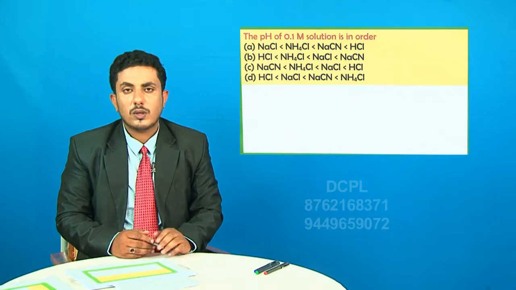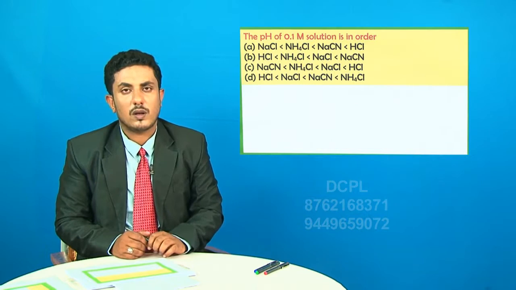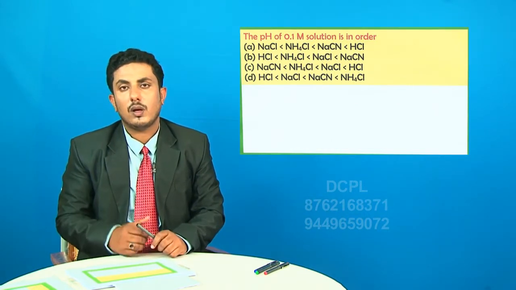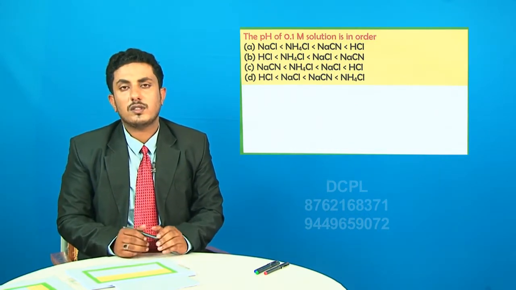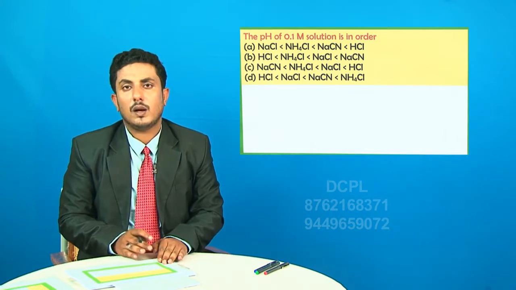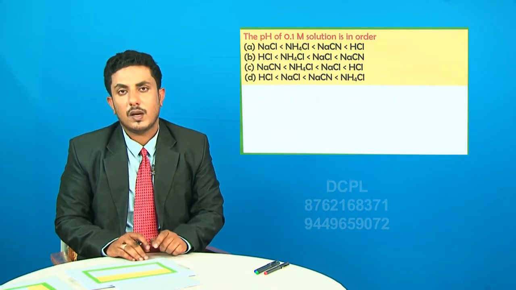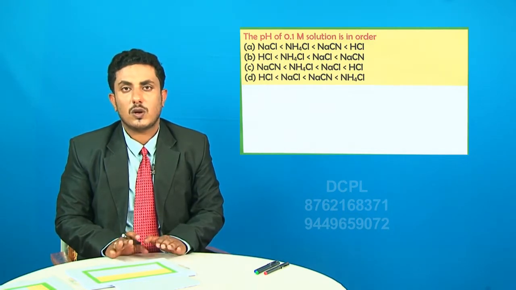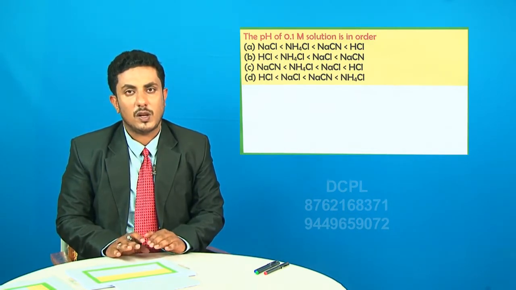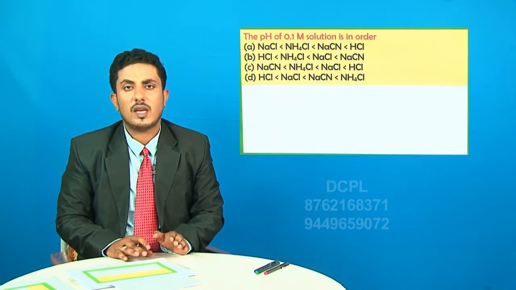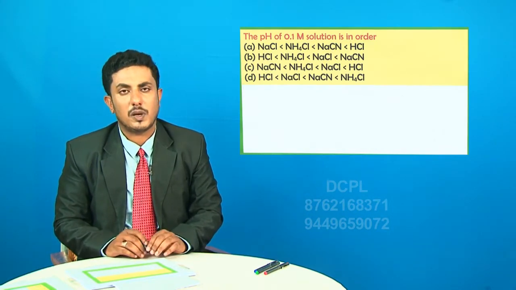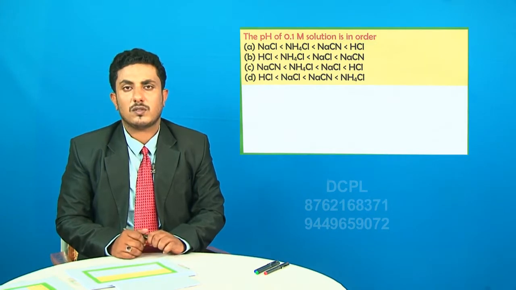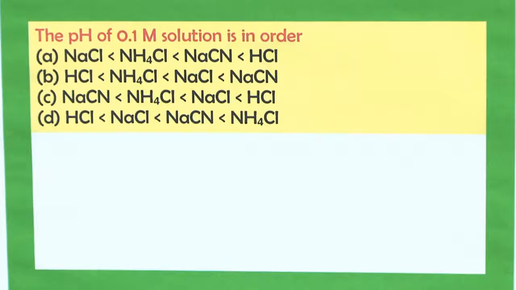Now, these are the salts, and the aqueous solution will be acidic or basic depending upon the type of salt it is. If it is a salt of a strong acid and a weak base, then it will be acidic. If it is a salt of a strong base and a weak acid, it will be basic. Salts of strong acid and strong base will be neutral, whereas for salts of weak acid and weak base, you cannot predict the pH, but you can calculate the pH of the solution. Let us try to analyze this based on the concept.